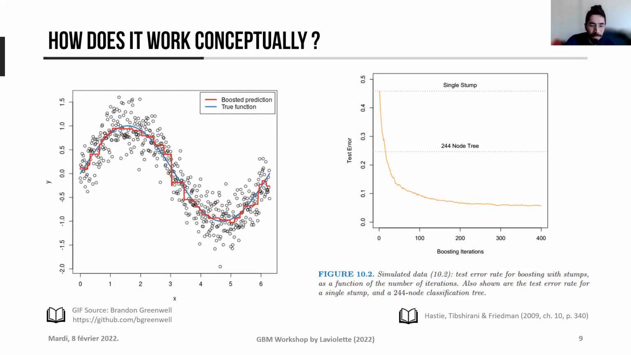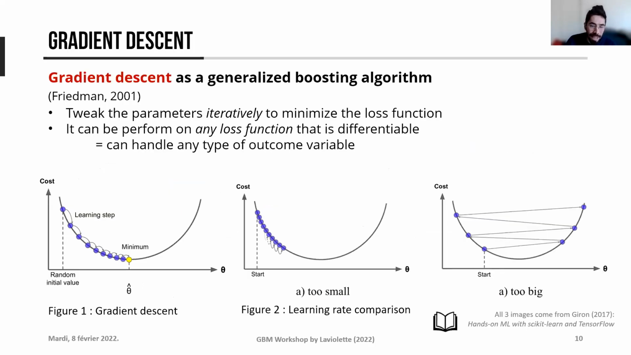How is this red line getting ever closer to this blue line here on the left image? It does that by gradient descent, which is the way that the boosting algorithm of AdaBoost was generalized. It tweaks the parameters iteratively to minimize the loss function. As we said, it focuses on the misclassified cases in order to minimize the loss function that can be optimized. And the loss function can be any different. I have a slide for that later. The loss function depends on the type of variable that is your outcome variable.